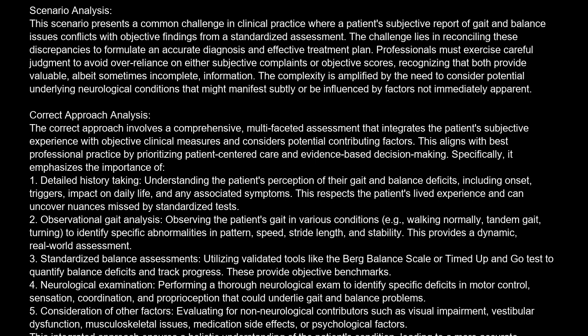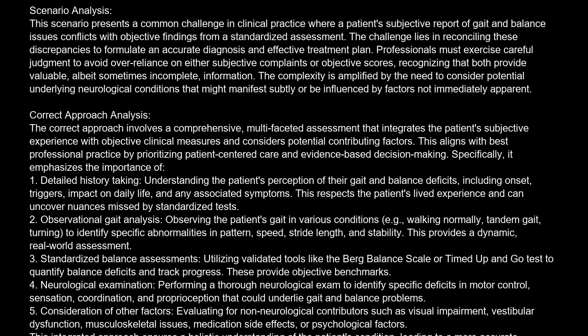Correct approach analysis. The correct approach involves a comprehensive, multifaceted assessment that integrates the patient's subjective experience with objective clinical measures and considers potential contributing factors. This aligns with best professional practice by prioritizing patient-centered care and evidence-based decision-making. Specifically, it emphasizes the importance of 1. Detailed history taking, understanding the patient's perception of their gait and balance deficits, including onset, triggers, impact on daily life, and any associated symptoms. This respects the patient's lived experience and can uncover nuances missed by standardized tests.